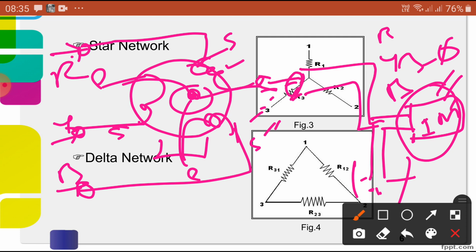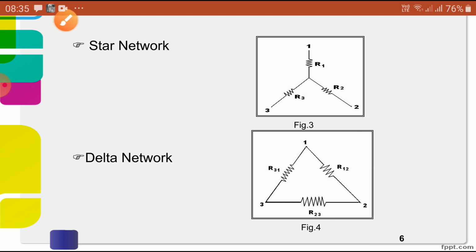Okay. Now I think you remember what the star is. If all the similar ends of the resistors are connected to a common point, it is said to be a star connection, and if all dissimilar ends of three resistors are connected together, then it is called a delta connection. Okay. This is a star and this is a delta connection, you have to remember. Simple connections. Now let us see how to convert delta to star.